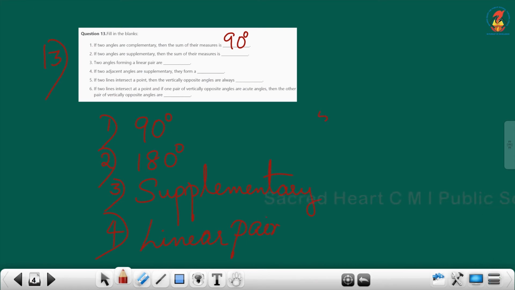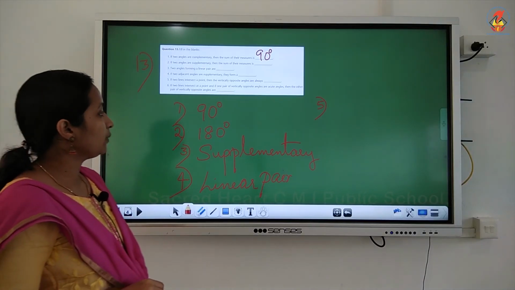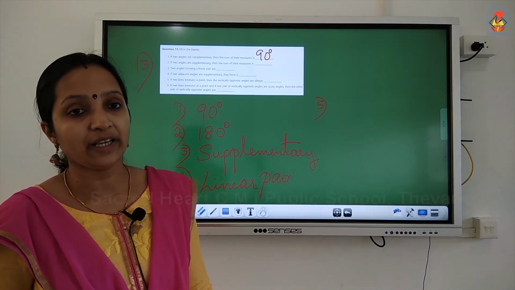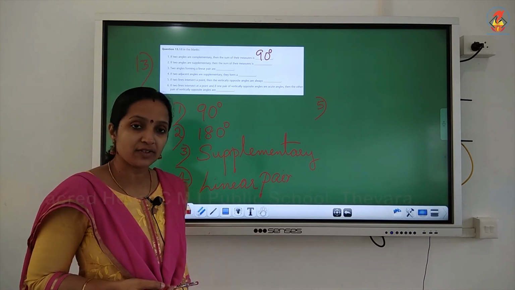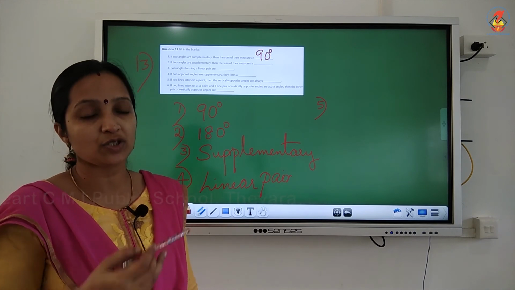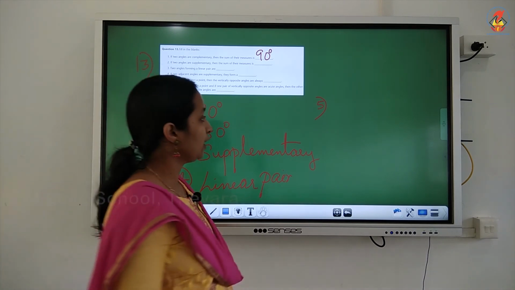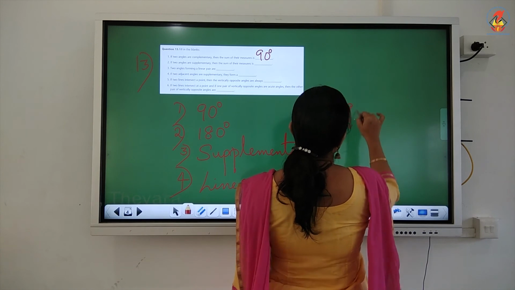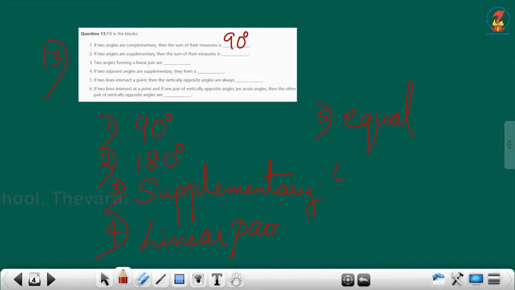Now the fifth question. If two lines intersect at a point, the vertically opposite angles are always, we know that if two lines intersect, the angles formed are called vertically opposite angles, opposite to the vertex, and always the vertically opposite angles are equal.